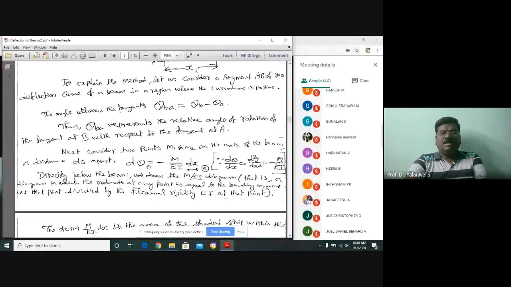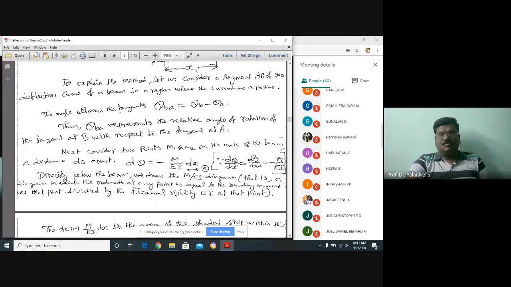Already we have derived the differential equation of the deflection curve. That time we got d theta by dx is equal to d square y by dx square is equal to minus M by EI. This relation we already have. From this we got EI d square y by dx square is equal to minus M.